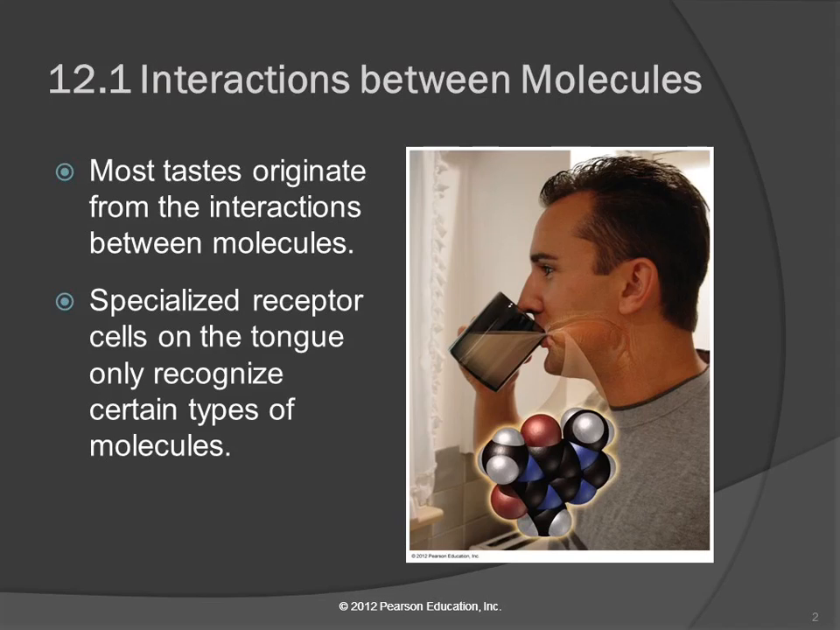Have you ever wondered why things taste the way they do? How do we taste things? What makes some things taste sweet and some taste salty? And what is that all about? Yeah, but how does a sugar molecule interact with your tongue and tell your brain that's sweet? Well, it touches it, yes. So it has to do with interactions between the molecules in your tongue and the molecules of the food that you eat. We have specialized receptor cells on your tongue, and they only recognize certain types of molecules.